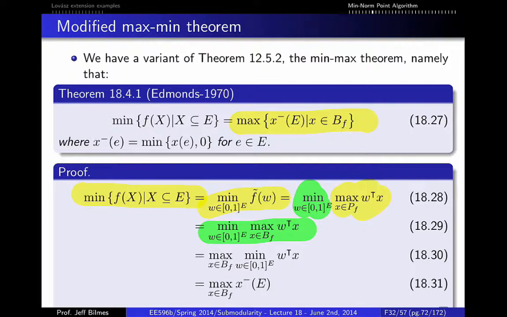Then we can swap the min and the max. Does anyone know why we can do that? If you don't, I have a slide on it in a few minutes. Or actually in 1 minute. So let's go. We will very easily see why that swapping is valid.